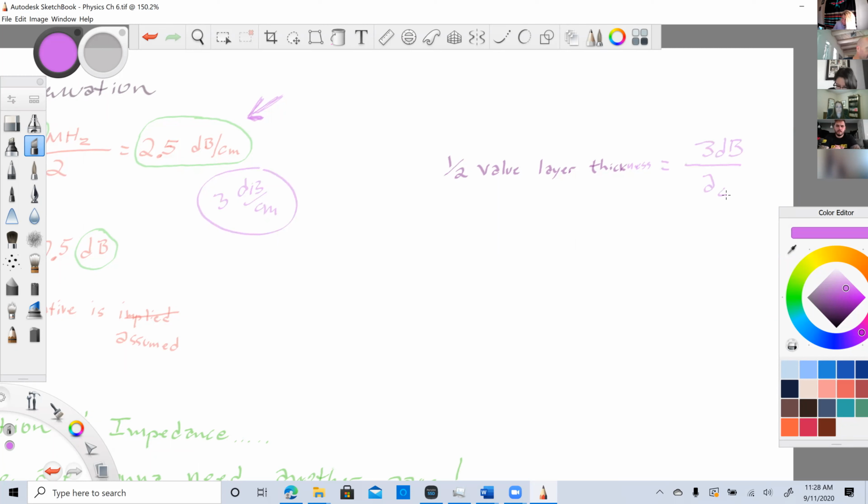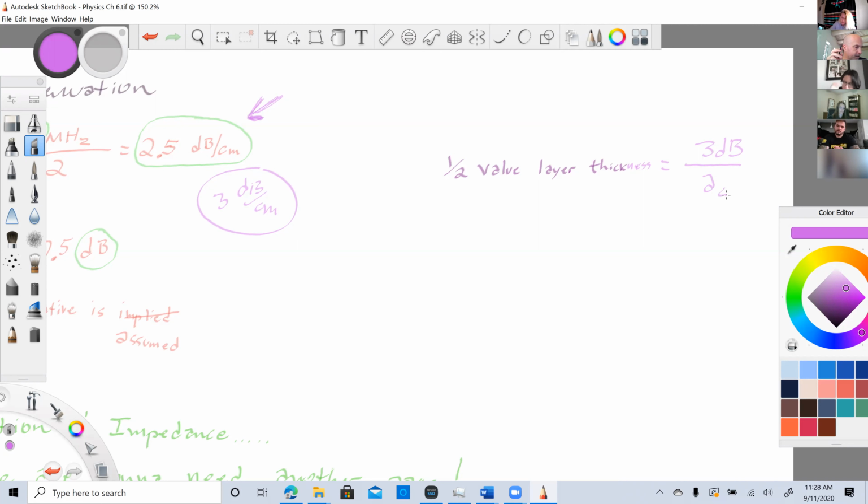Half value layer thickness is the distance sound travels in tissue that reduces the intensity of sound to 1/2 its original value. In other words, 3 decibels. The half value layer can also be the depth of tissue that results in 3 decibels of attenuation. The units of half value layer are centimeters or any other unit. Typical values to lose half of your energy, 1/4 to 1 centimeter. Crazy.